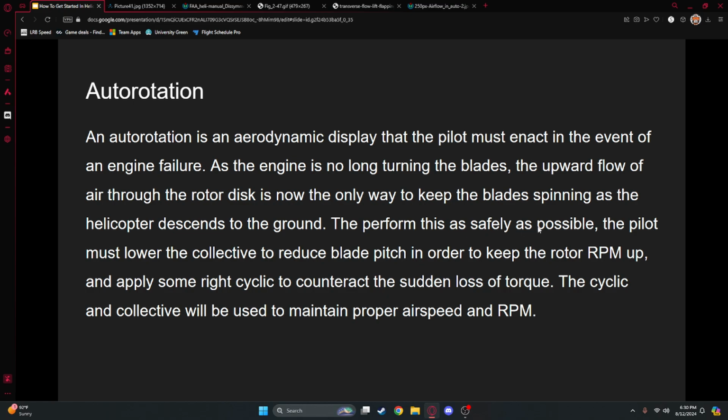To perform this as safely as possible, the pilot must lower the collective to reduce blade pitch in order to keep the rotor RPM up, and apply some right pedal to counteract the sudden loss of torque from the engine. The cyclic and collective will be used to maintain proper airspeed and rotor RPM.